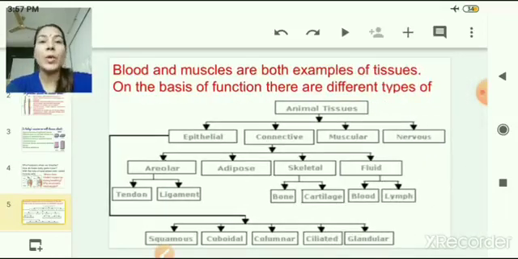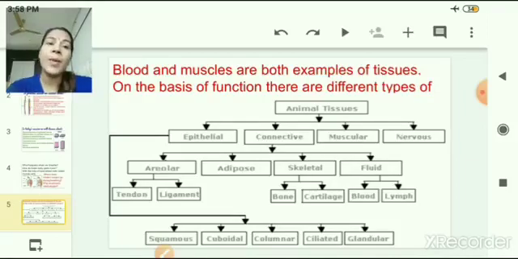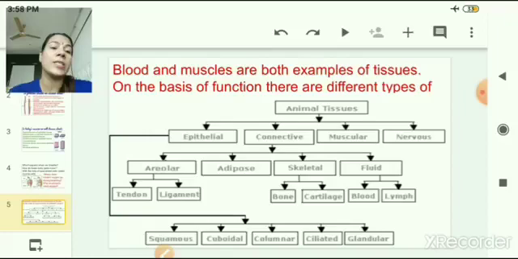So we know that blood and muscles are both examples of tissues. On the basis of function, there are different types of tissues. Systematically, animal tissues can be divided into various groups like epithelial tissues, connective tissues, muscular tissues and nervous tissues. Epithelial tissues can be divided further into squamous, cuboidal, columnar, ciliated and glandular tissues.